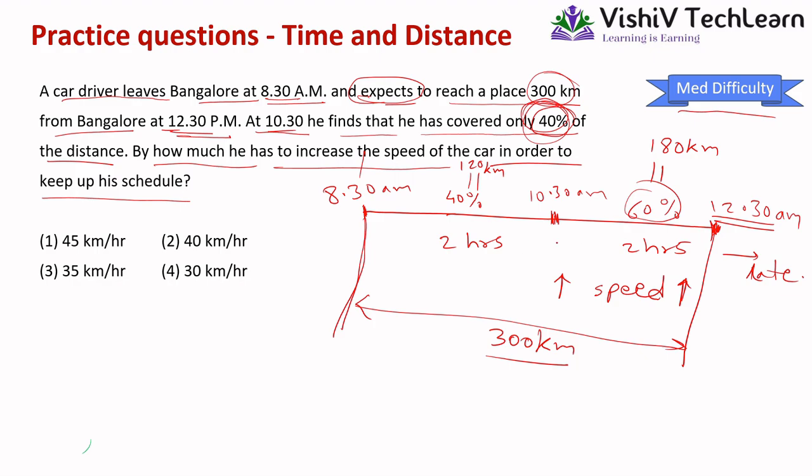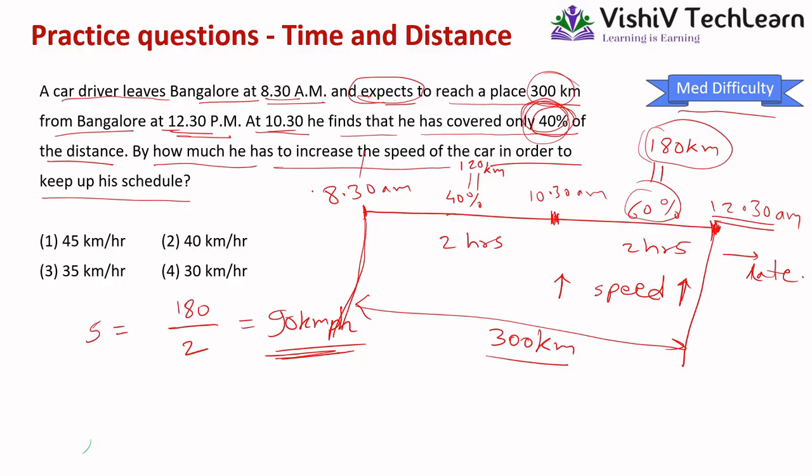Now to cover 180 kilometers in 2 hours, what will be the speed? Speed is equal to distance upon time. 180 upon time, which is 2 hours. So this should be 90 kilometers per hour, kmph. This should be the speed of the car from 10:30 to 12:30.